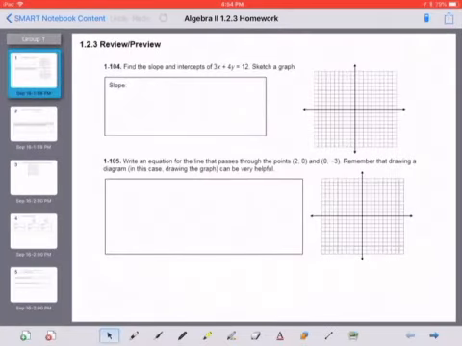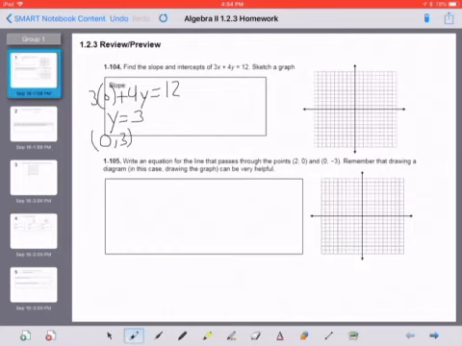Here are the answers for the 1, 2, 3 homework assignment. Problem number 104 said find the slope and the intercepts of 3x plus 4y equals 12, and then sketch a graph. In order to find the intercepts, you plug in 0 for each. I plugged in 0 for x, and ended up dividing by 4, so I got y equals 3. So the intercept would be 0, 3.